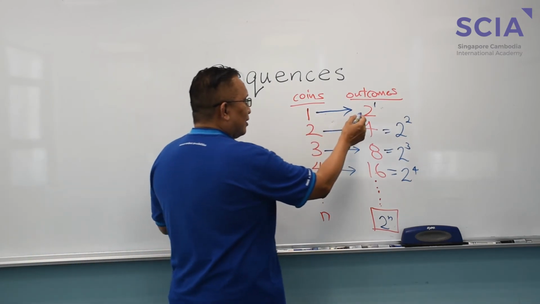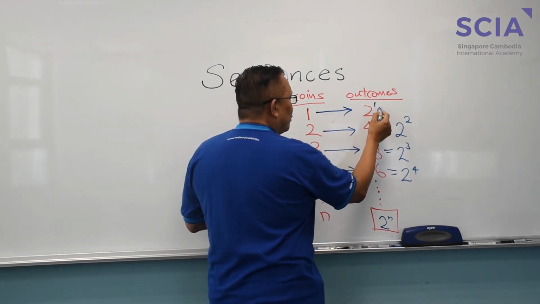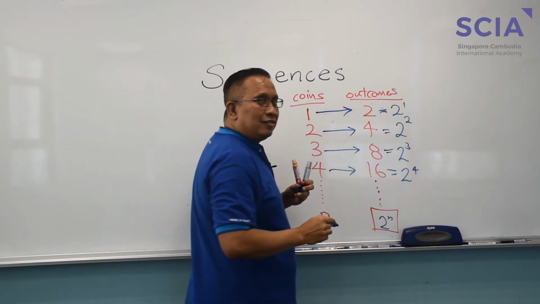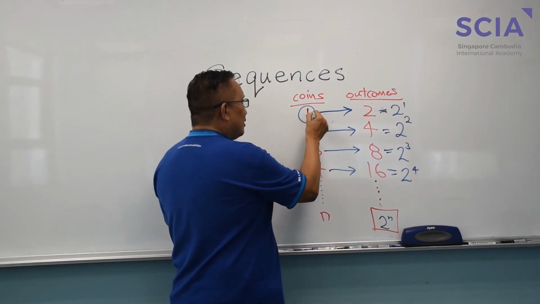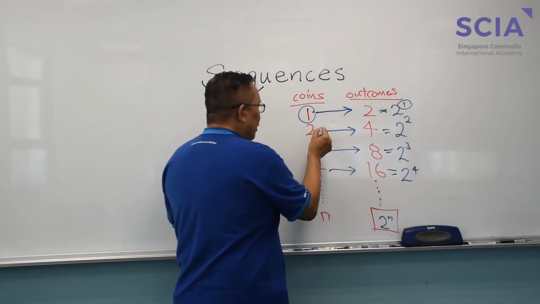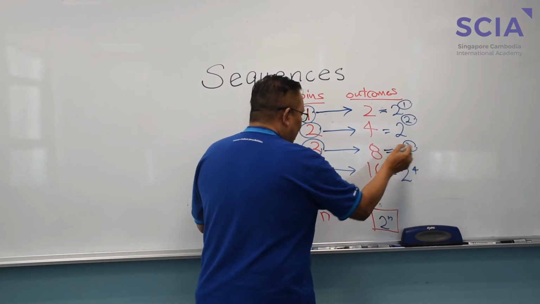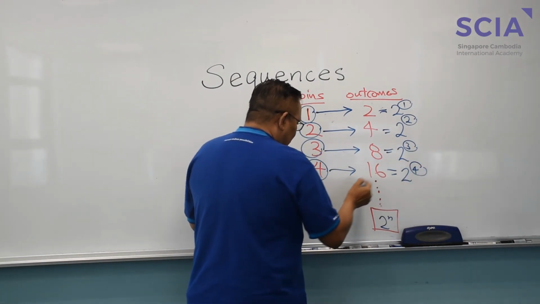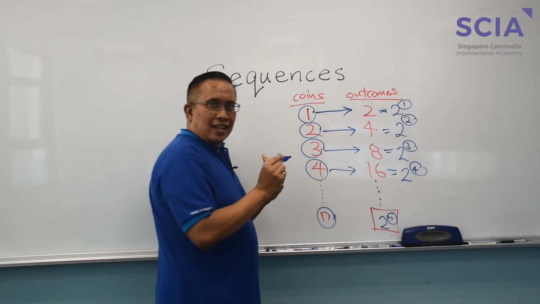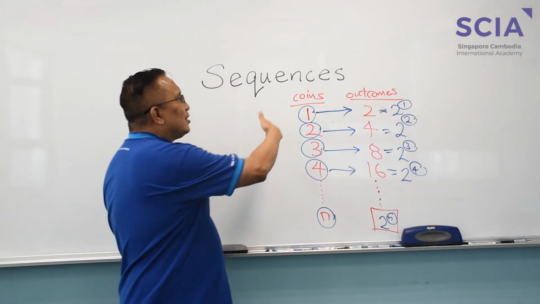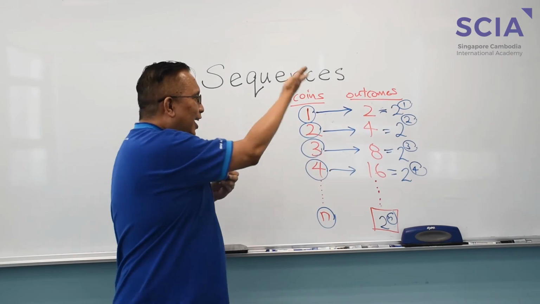Based on this, 2 to the power of 1 is 2. Maybe I write it here. There you go. The number 1 is here. Number 2 is here. Number 3 is here. Number 4 is here. N is here. That's the pattern. Okay? So this is one way of pattern. So the pattern is 2 to the power of n, and you can get the answer.